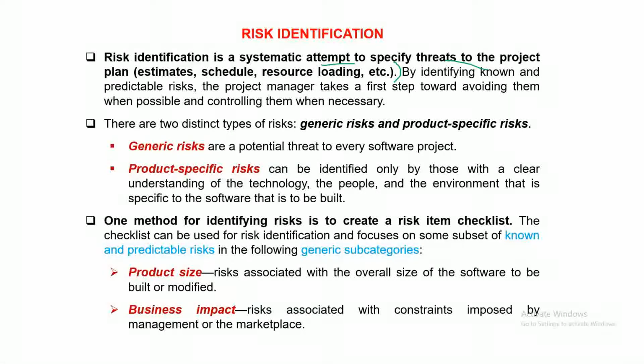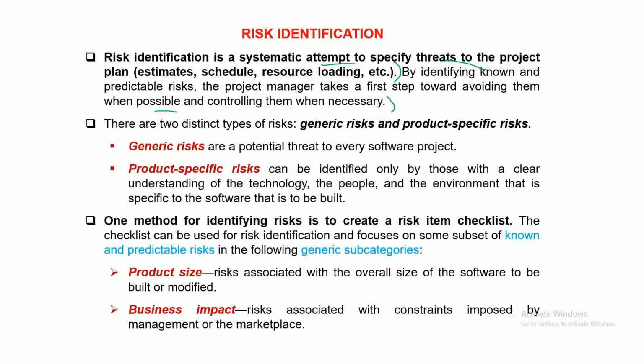So by identifying known, unknown and predictable risks, the project manager takes the first step towards avoiding them when possible, and controlling them when necessary. Yesterday we saw the types of risk: known risk, predictable risk, and unpredictable risk. There's no point in thinking about unpredictable risk, since these situations cannot be predicted.